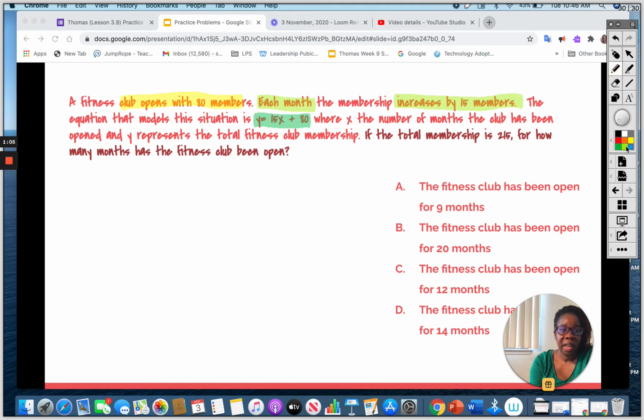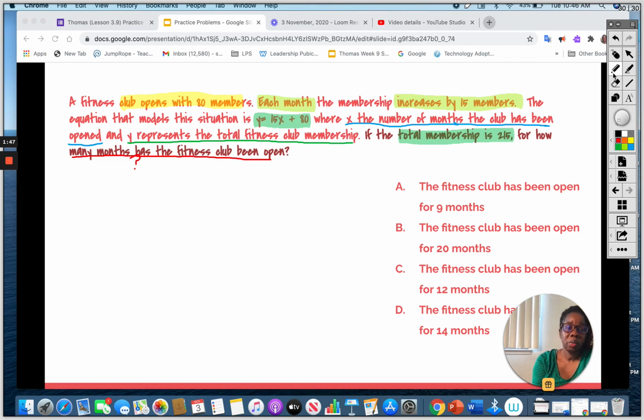What they're saying is that the x represents the number of months the club has been opened, and y represents the total fitness membership. Now, they also gave us a very important piece of information where they say the total membership is 215. So our question that we're trying to answer is, for how many months has the club been open?